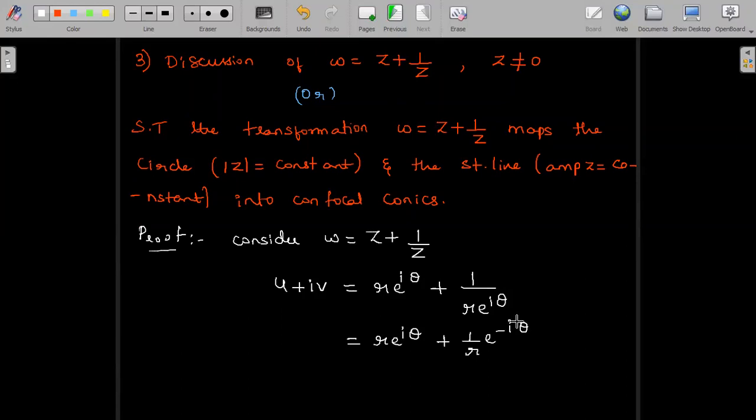Correct? And now we can write it down as r into e power i theta is cos theta plus i sin theta, and retaining 1 by r as it is, e power minus i theta can be written as cos theta minus i sin theta. So what was the purpose of writing e power i theta in terms of cos and sin? It is to separate the real and imaginary parts. Now we will multiply r inside and write on the next step.